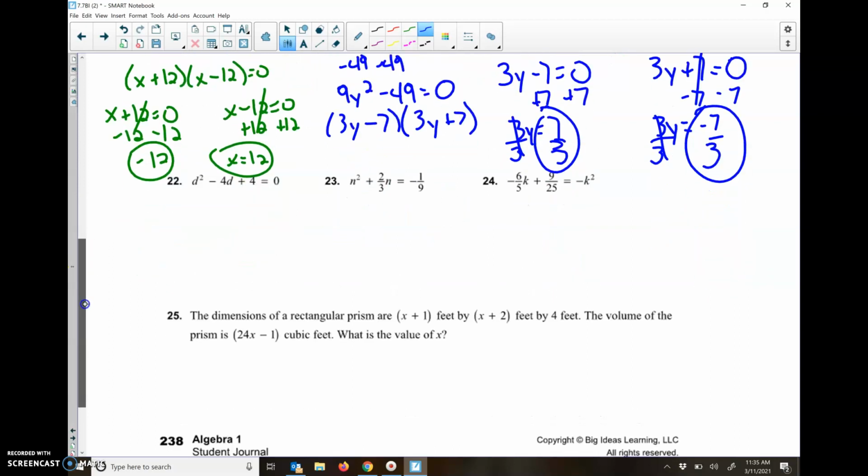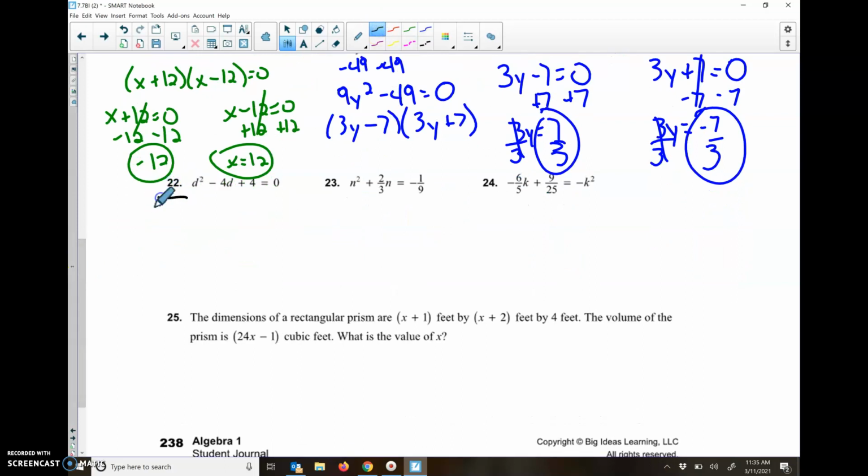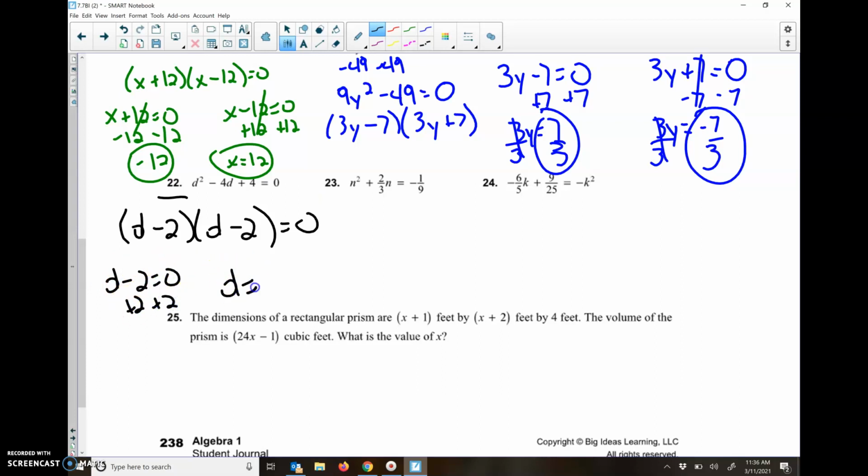Okay, and then remember, you still will get some weird ones like number 22. So square root of d squared is just d, square root of 4 is 2. And you get d minus 2 and d minus 2. So since they're both the same, d minus 2 equals 0. Add 2 to each side. Here you only get one answer for these. And it's going to be d is 2.